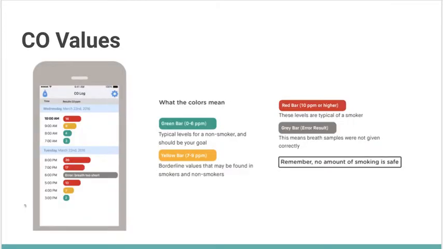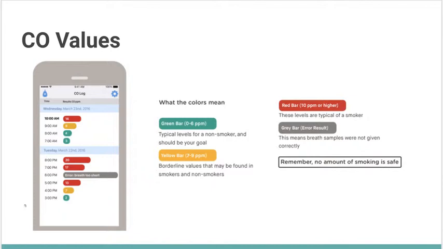Now, carbon monoxide levels are measured in parts per million. It's normal to have some carbon monoxide in your body, usually between 0 to 6 parts per million. This is a typical level for a non-smoker, and you'll see these values in green. A smoker could have levels as high as a 10, which will be seen in red, and the more the user actually smokes, the higher the level will be.